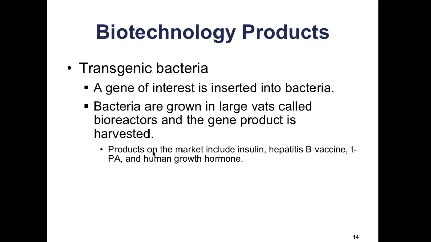So we could have transgenic bacteria. A gene of interest is inserted into the bacteria. Bacteria are grown in large vats called bioreactors, and the gene product is then harvested. Products on the market include insulin, hepatitis B vaccine, TPA, HGH, which is the human growth hormone. So there are many things there that we could use for biotechnology. Transgenic bacteria.